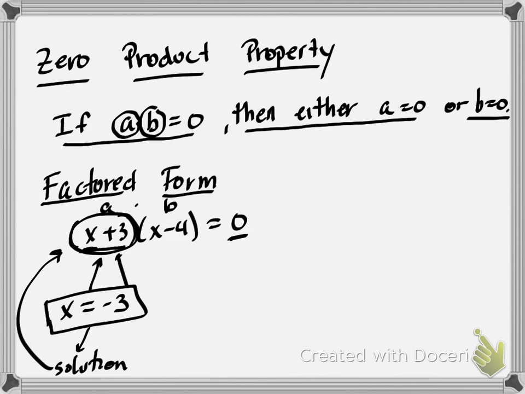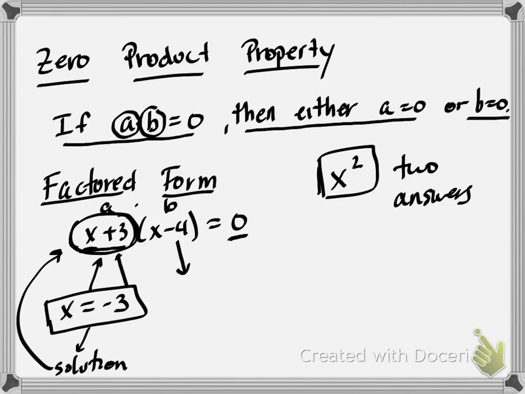Okay? And remember we said quadratics have the form of x squared, and they have two answers. And the other answer is going to come from this parentheses. What x value can I plug into here? Now we're going to ignore the x plus 3. What x value can I plug into here to make that 0? And the answer would be x equals 4. 4 minus 4 will give me 0.